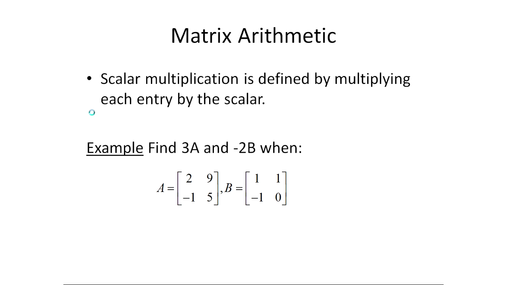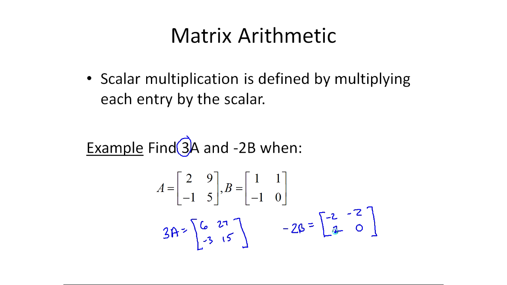Okay, so for one last basic operation, we'll talk about scalar multiplication before we talk about matrix multiplication. A scalar would just be a constant, and so when you're multiplying it, every entry gets multiplied. So here 3a would equal 6, 27, negative 3, and 15, and negative 2b would equal negative 2, negative 2, positive 2, and 0, right? Again, this is just a basic operation, and you can see that it has a very logical definition.